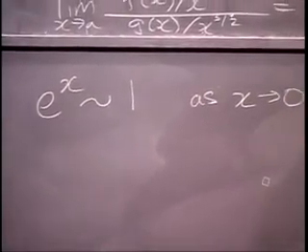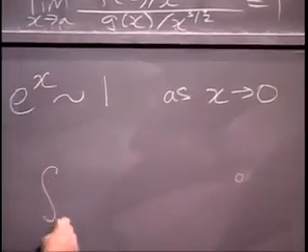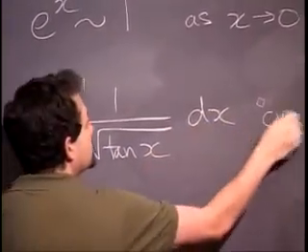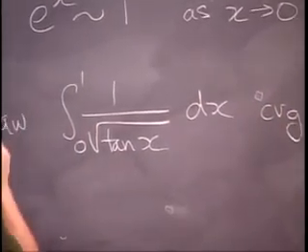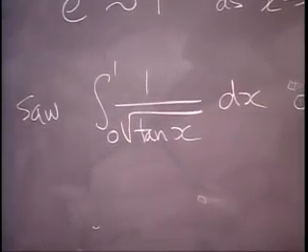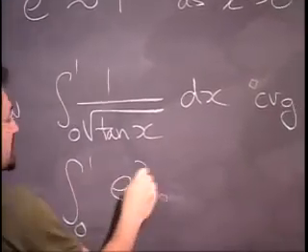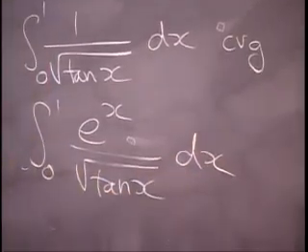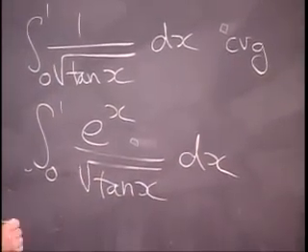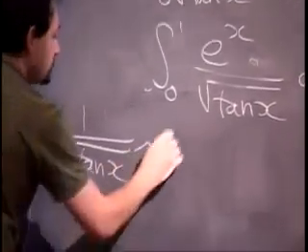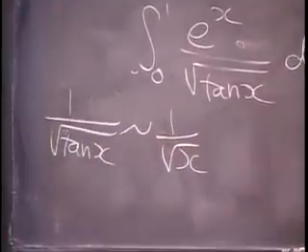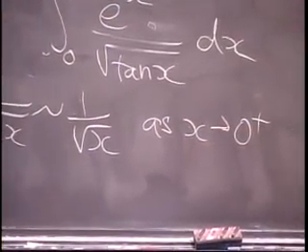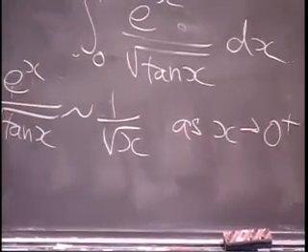The fact is, if I took any of the previous examples, let's say, take this example, we saw that this one converges, just on this board over here. What if the problem was just e to the x over root tan x? Well, the previous solution said 1 over root tan x behaves like 1 over root x. That's what we did before, at least as x goes to 0 plus. Now we have an e to the x, but e to the x behaves like 1.